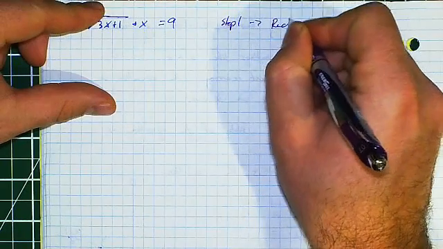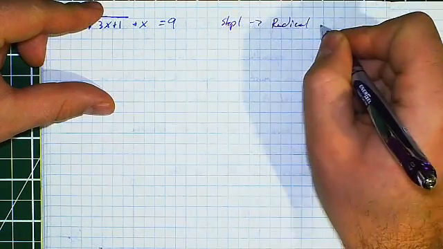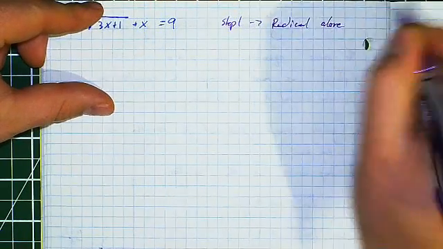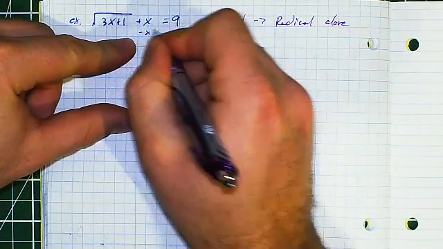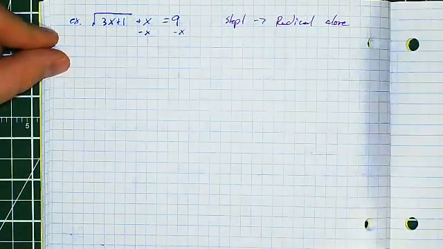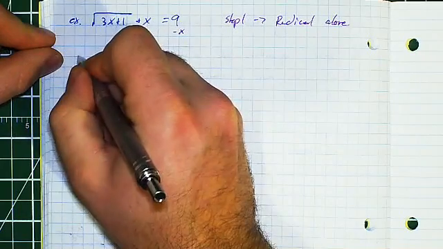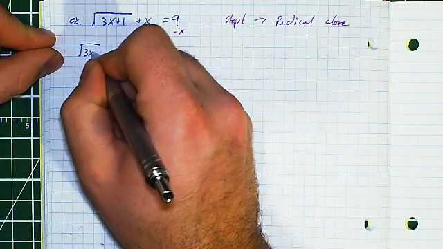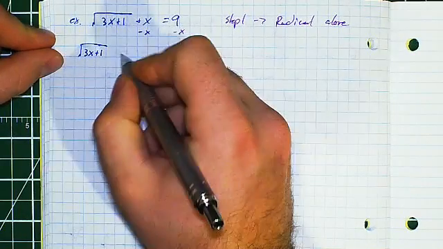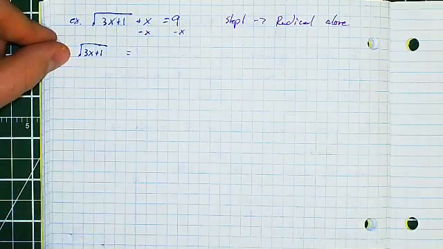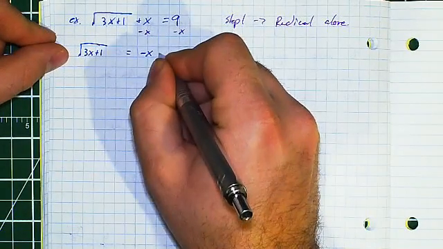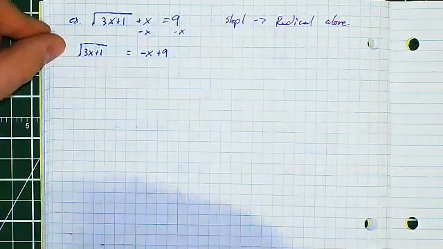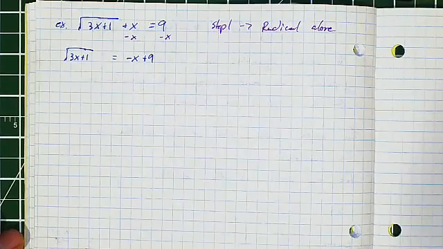So step 1, radical is essentially alone. So in our case here, we're going to take this positive x, we're going to subtract x from both sides, and we're left with root 3x plus 1, and I'm going to be left with, just graphically, I'm going to put my negative x out front. I'm going to have negative x, and this is going to be positive 9.